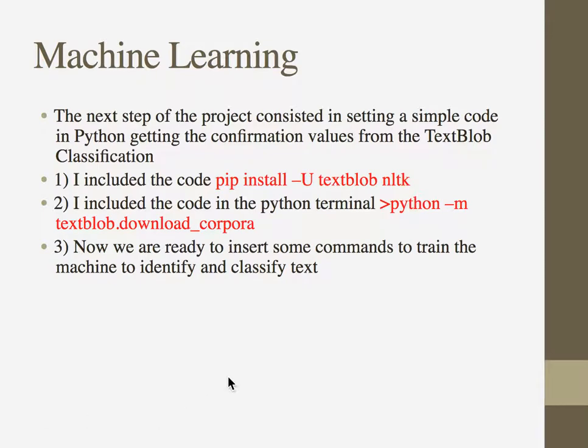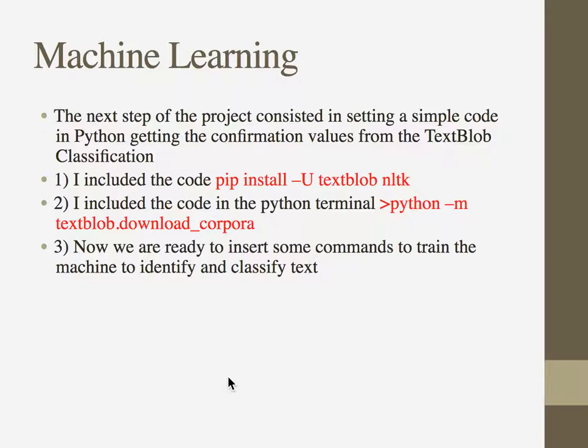The second step was machine learning. I'm going to define this as machine learning. It consisted of setting up a simple code in Python, getting the classification values from the TextBlob classifier. The first step was to install the packages with pip install textblob nltk. The second one is to run in the Python terminal, python -m textblob.download_corpora. And now we were ready to insert some commands to train the machine to identify and classify texts.